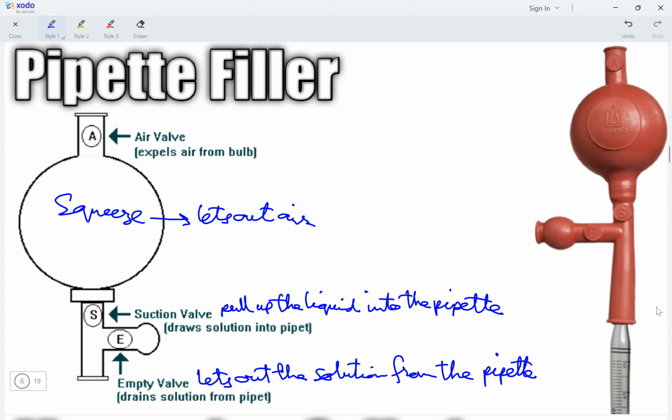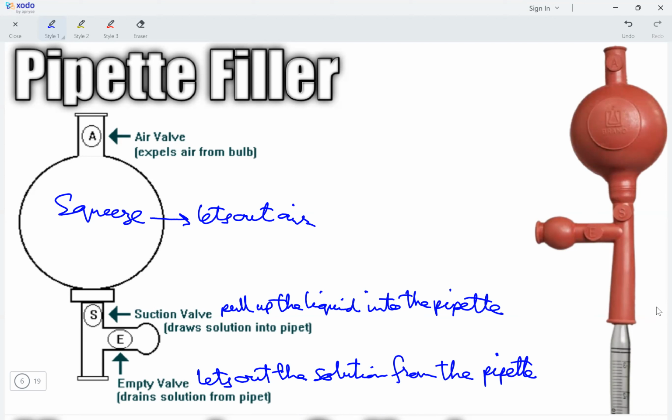In case during pulling up of the solution into the pipette, the solution stops at a particular level and we need to draw more of it, we would hold the pipette with one hand, and with the other hand we would press the air valve and squeeze the bulb again so that it can create pressure to draw more liquid. Then when we press the suction valve, it would draw up more solution so that we can have the solution up to the mark where it is required. And again, when emptying, we press the empty valve to release the solution from the pipette into the conical flask, or whichever piece of apparatus we need to collect that solution in.